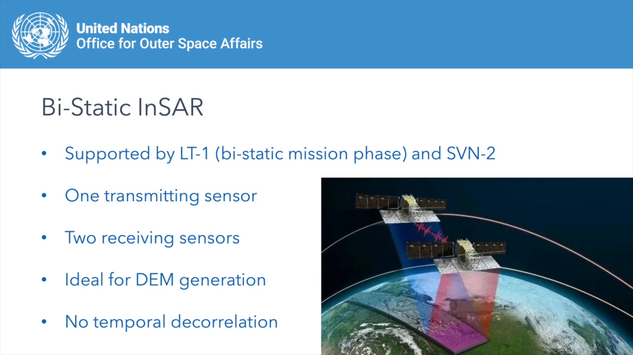To make interferometry, we need two images, and if they are acquired at the same time, there are no temporal differences between them. There is nothing changing on the ground which may affect our processing, and the atmospheric effects are also identical for both of these images. So this makes it much easier to process such data, and it's ideal for DEM generation because there's no temporal decorrelation and no atmospheric changes.